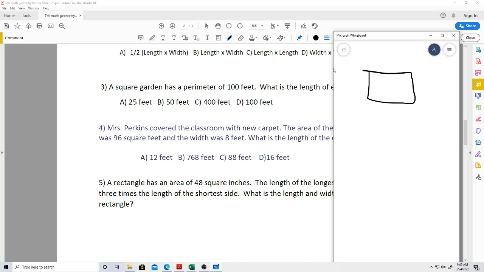Same thing, though. We have 96. We've got, let's see. Length, we got 8. Right? So I'm just going to quickly say length times 8 is 96. Divided by 8.